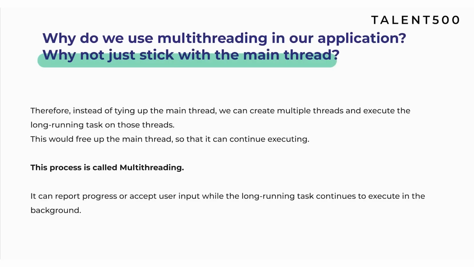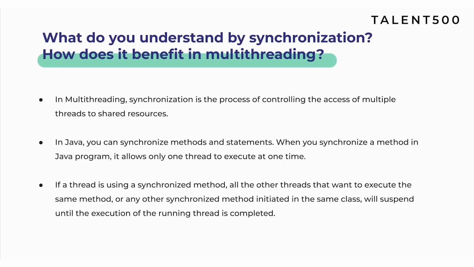Let's move on to our next question, which is, what do you understand by synchronization and how does it benefit in multi-threading? We have already studied what is multi-threading. Now we need to know what is synchronization. In your Java code, for example, there is some function or some resource which is shared among multiple, maybe multiple classes are calling that particular function. Now as I mentioned, in multi-threading you can run multiple background threads to use that particular shared resource. Synchronization will help you to control the access to that particular shared resource.